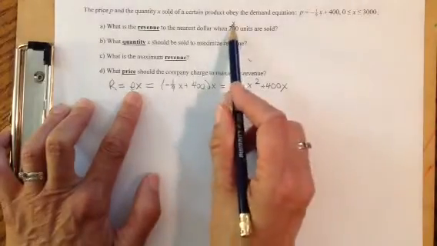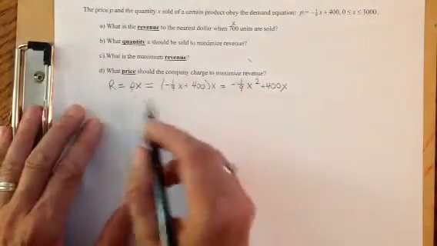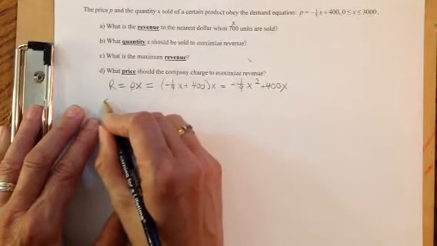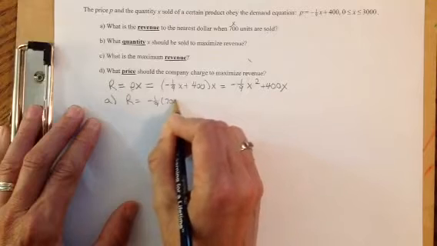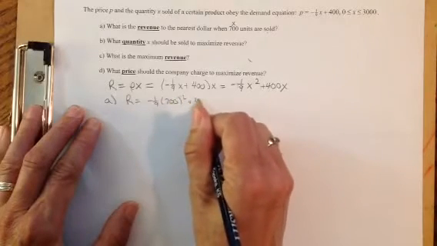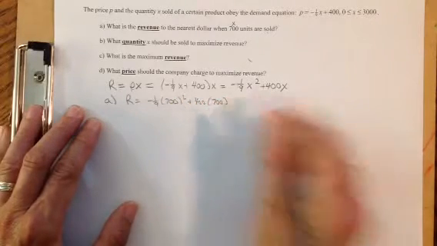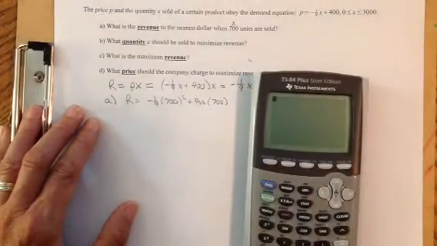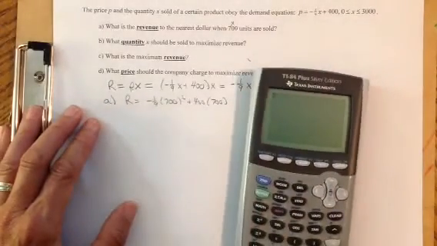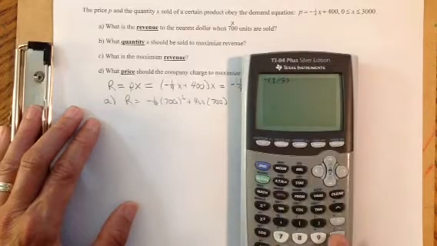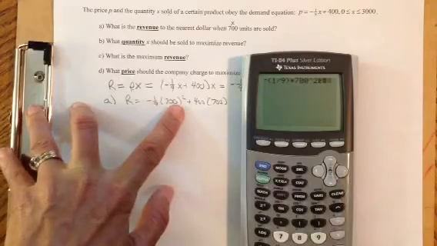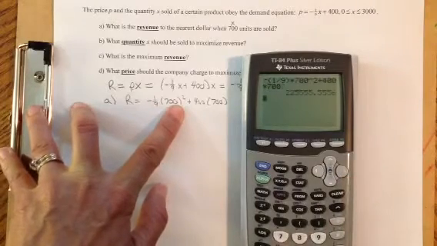Okay, now all I need to do is plug 700 into here, and I'm just going to go ahead and do it right now. So here's part A. The revenue would be negative 1/9 times 700 squared plus 400 times 700. Now be careful when you punch things into your calculator. Negative 1/9, I like to put my fractions in parentheses just to make sure the calculator understands what I mean. And I'm going to multiply that by 700 squared, and then add 400 times 700.